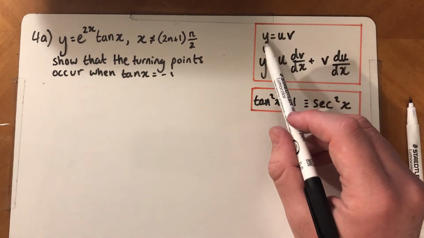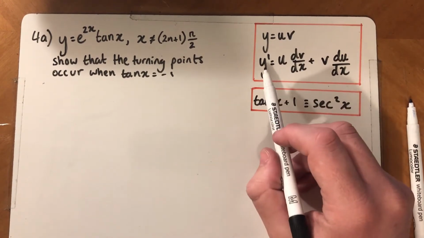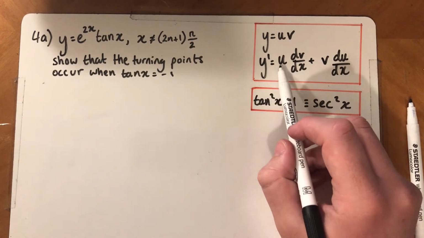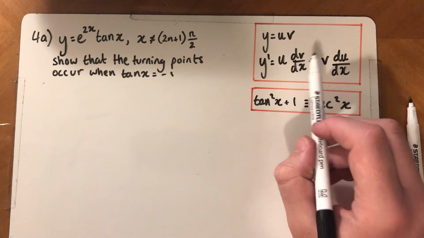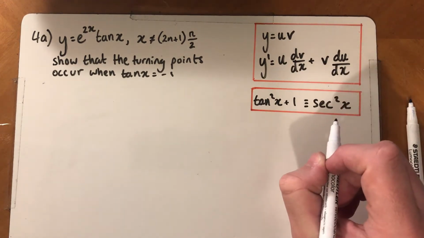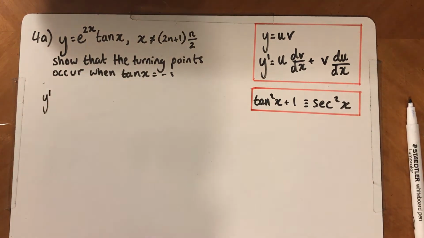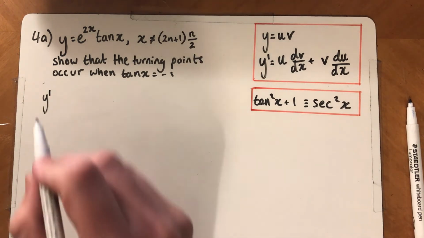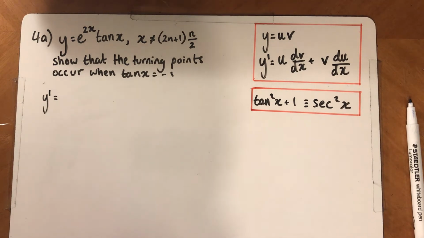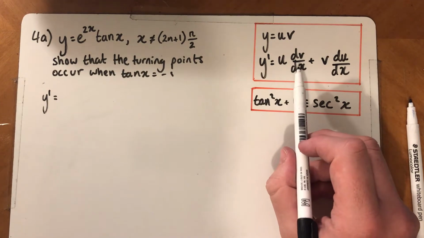When a function y comes in the form uv, the differential of this function, y dash, is equal to u times the differential of v plus v times the differential of u. Okay? So in order to find y dash, which simply means dy by dx, we take the first term and multiply it by the derivative of the second term.